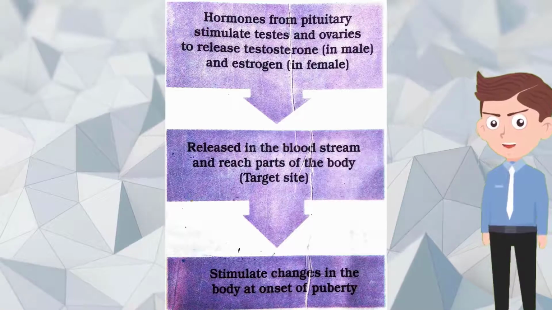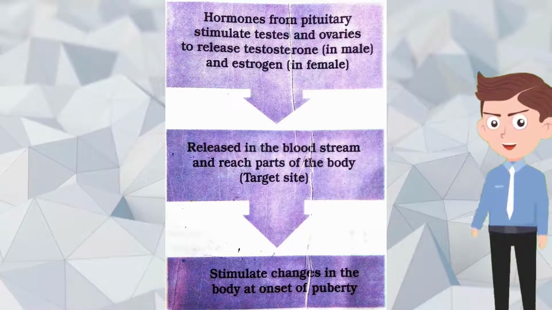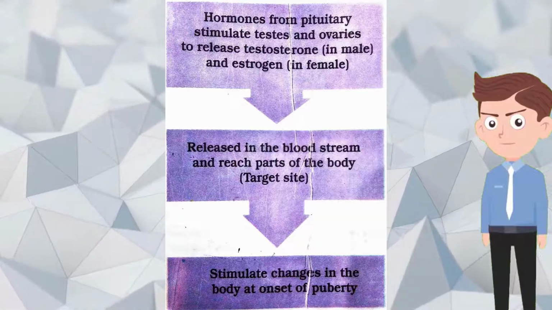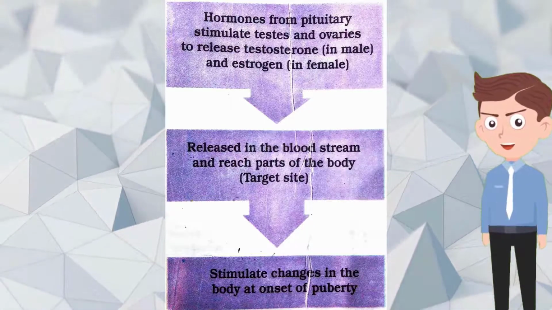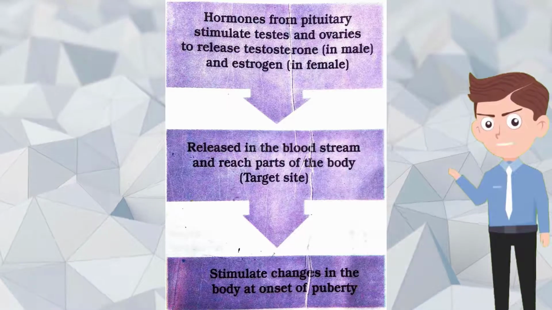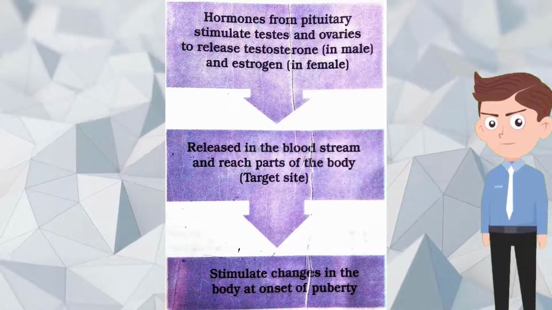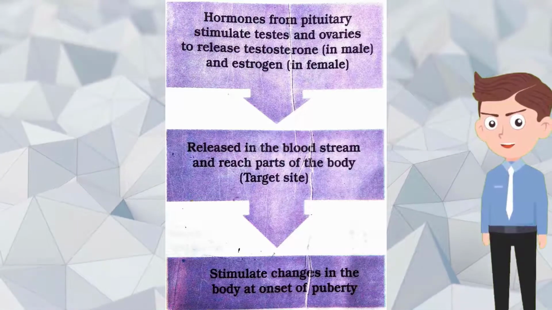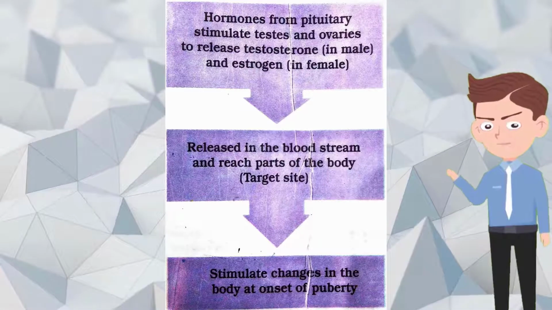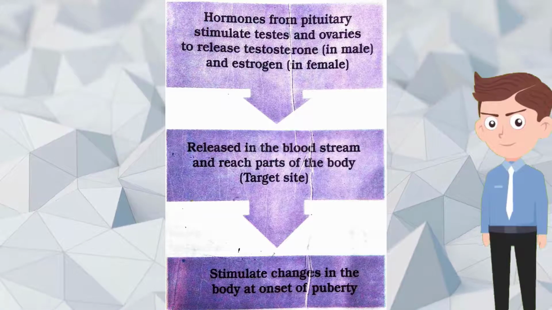Next, what is the role of hormones in initiating reproductive function? Here, a table is given in your textbook. Let's see this table. Hormones from the pituitary stimulate the testes and ovaries to release testosterone in males and estrogen in females. Then they are released into the bloodstream and reach the parts of the body called target sites. Next, they stimulate changes in the body at the onset of puberty.